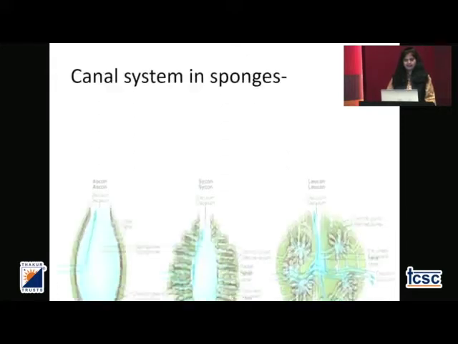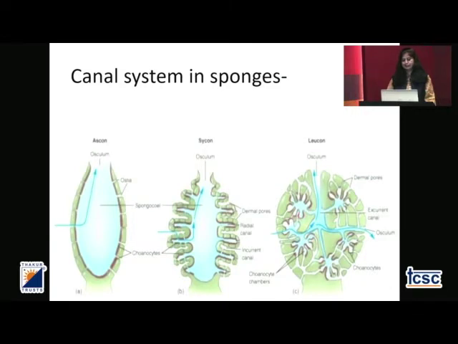Now there are basically three types of canal systems seen in sponges. The most simple form is the ascon type of canal system. Then a little more complex is sycon, and the most complex form is the leucon type of canal system. The complexity increases with the thickness of the body wall increasing as well as the folding of the body wall increasing. So ascon, sycon and leucon are the three types of canal systems seen in sponges.